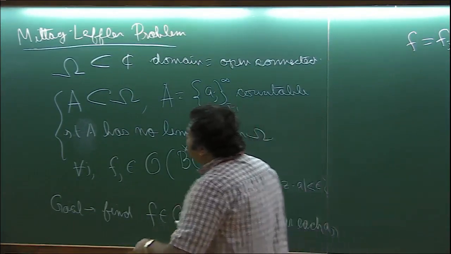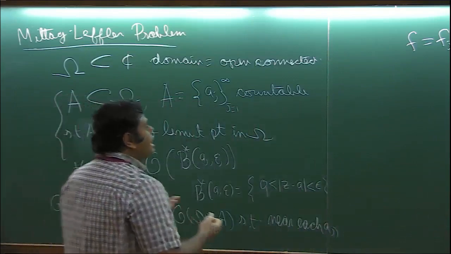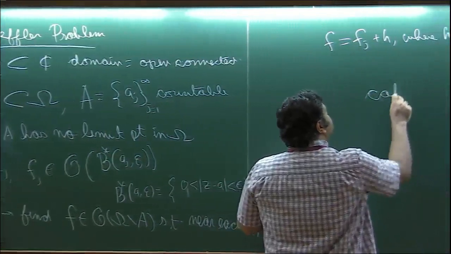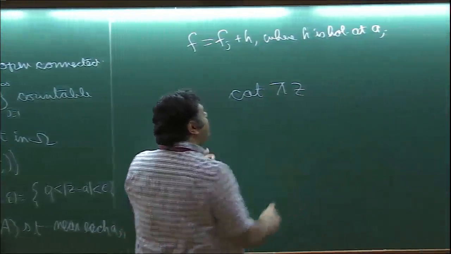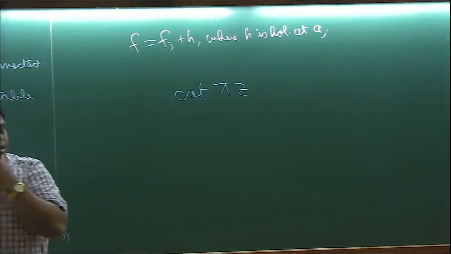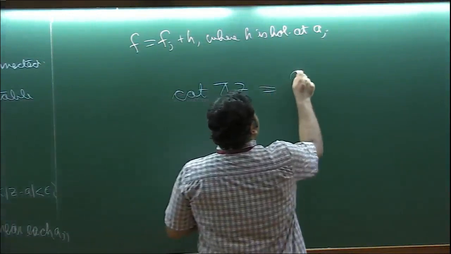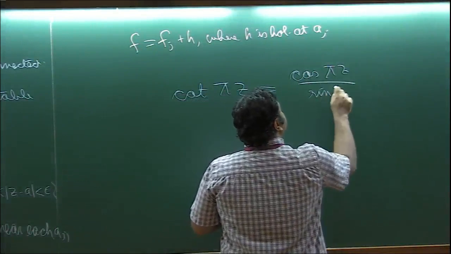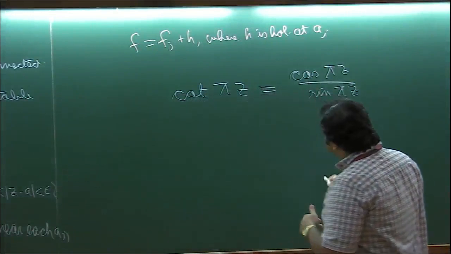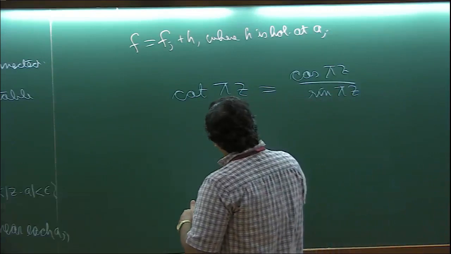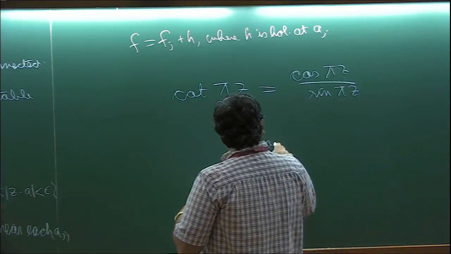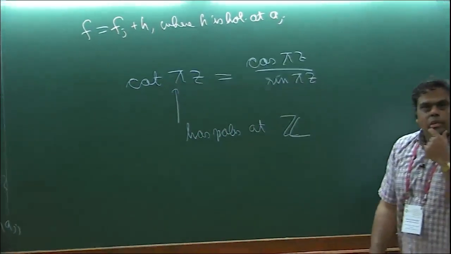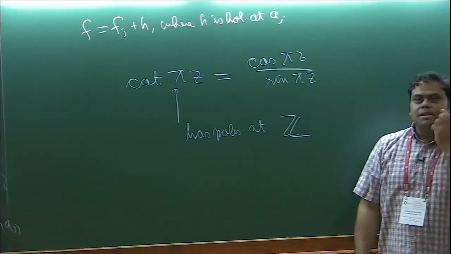So for example, what's a good example? Let's look at one of the classical functions. Let's look at the function, for example, cotangent of pi z, which is cosine pi z divided by sine pi z. So from this I see that this has poles at each integer point z. You plug in any integer, the sine vanishes and something goes wrong.